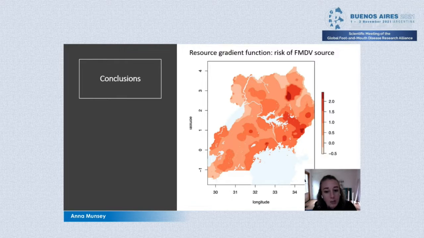Higher values represent areas with high cattle density, areas that are close to livestock markets, and lower values represent areas of lower cattle density, further from livestock markets, and areas of low rainfall.